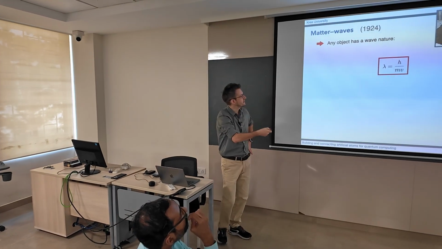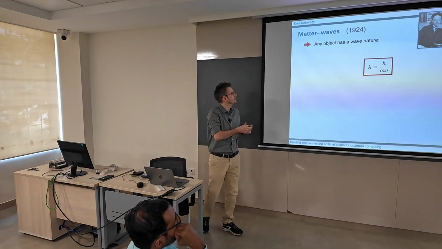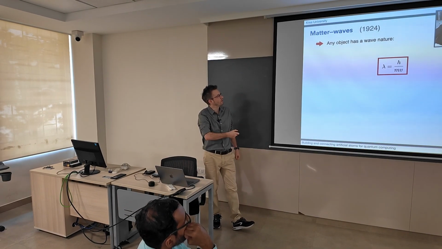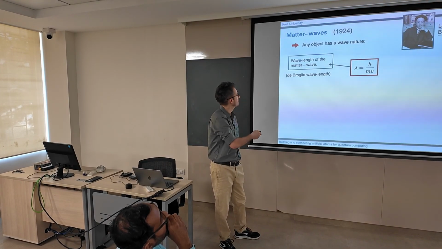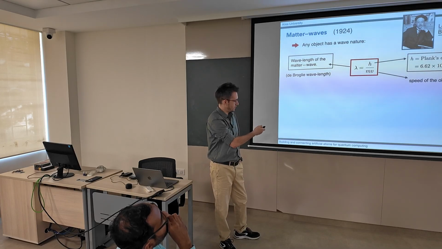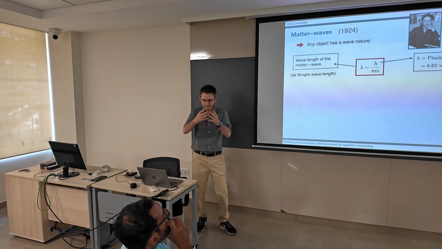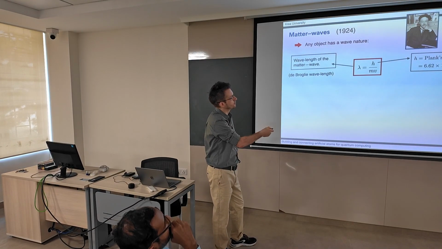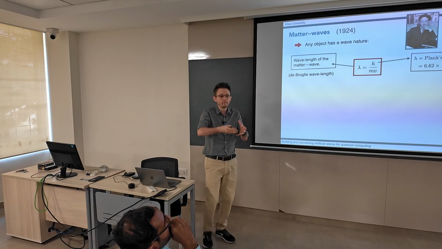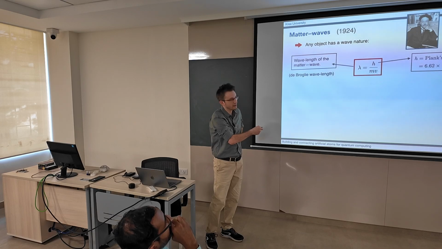More generally, this is a theory that Louis de Broglie developed around 1924. Any object has a wave, and the wavelength of that matter wave is going to be given by this expression. Here h is Planck's constant. This is basically the constant that gives you the scale of the quantum. It's a very, very small constant, 10 to the minus 34. It's divided by the mass multiplied by the velocity.